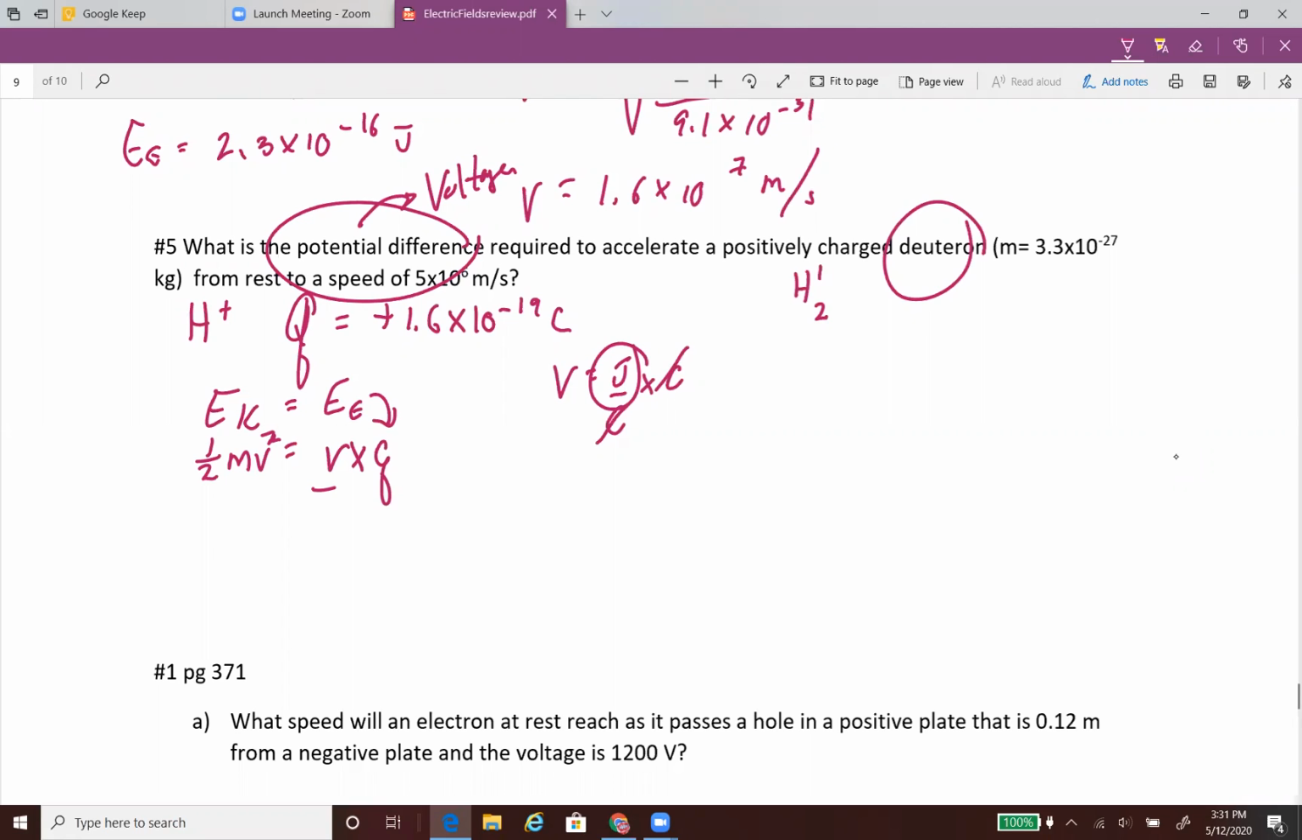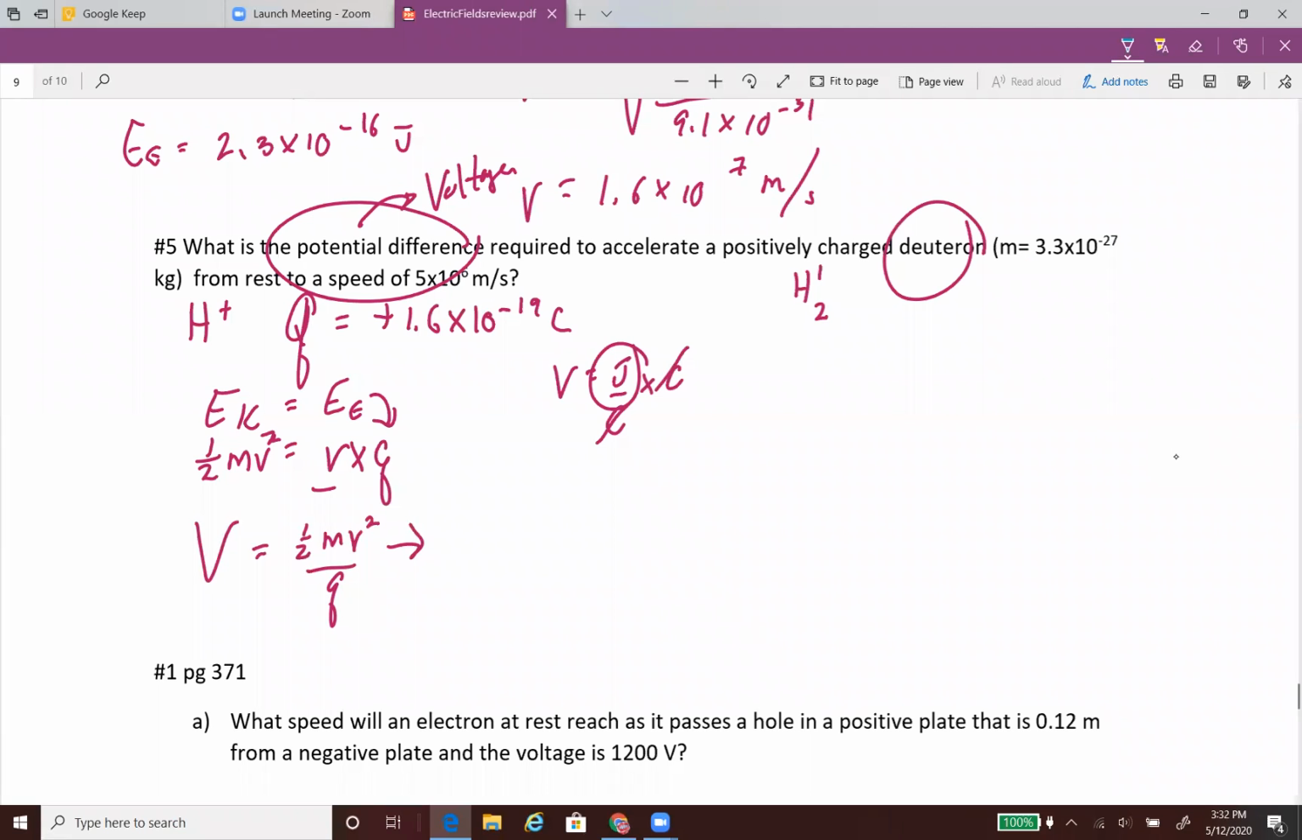Just be careful here, because you have V on the left side and V on the right, but they're not the same thing. One is voltage, one is speed. Just keep that in mind. I don't know if you want to make one a bigger V or whatever. So the voltage, I'm going to draw it as a bigger V, would be 1/2 mv squared over the charge.